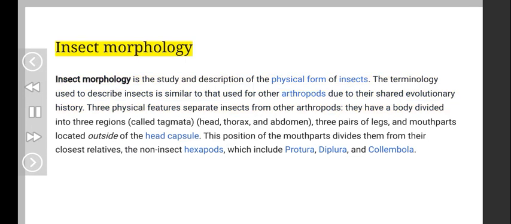Insect morphology. Insect morphology is the study and description of the physical form of insects. The terminology used to describe insects is similar to that used for other arthropods due to their shared evolutionary history.